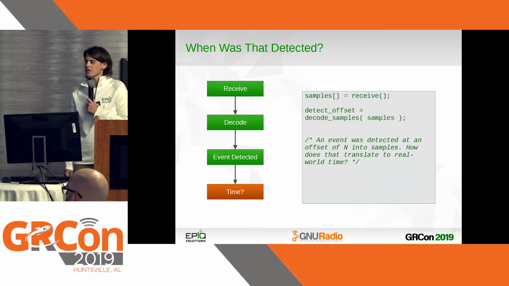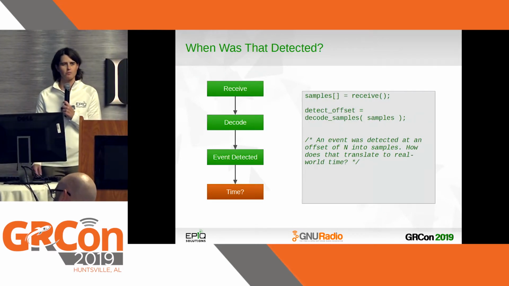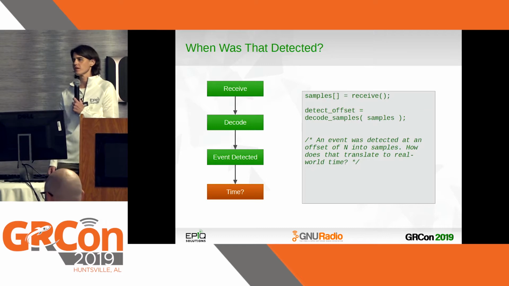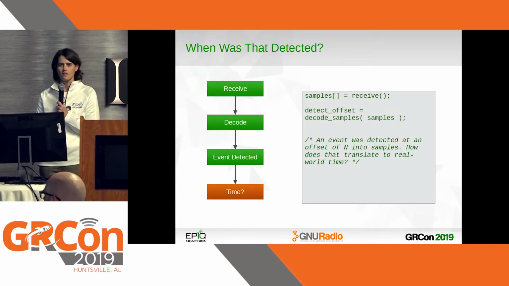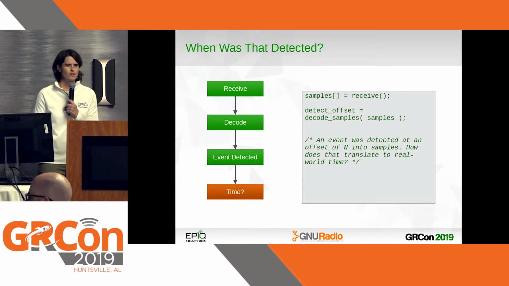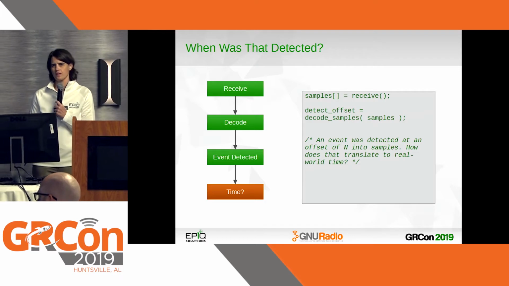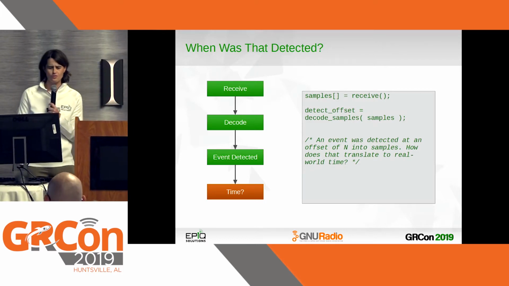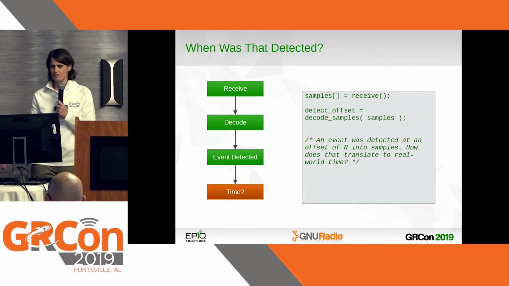In a lot of SDR applications, a common workflow is you receive a bunch of data, you do some decoding of that data, and you detect some event that occurred at some sample offset n. One of the biggest problems is you don't really know what that number n actually means as far as real world time. So, when did you actually detect that event as far as the wall clock?